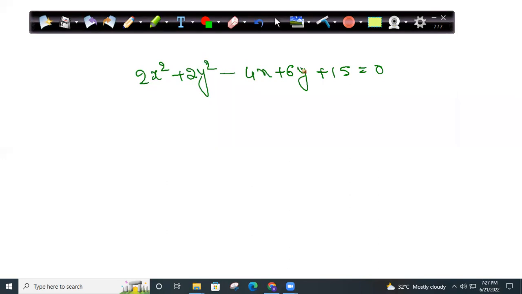Okay, please try to find the center and radius of this one. Let us see how many of you are going to crack it. Find the center and radius of 2x square plus 2y square minus 4x plus 6y plus 15 equal to 0.